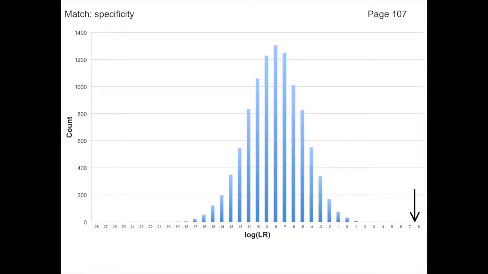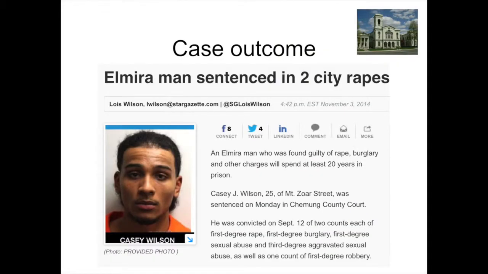This picture shows the specificity of the result: most people would be excluded with a match statistic of around 1 in a billion from this data. This is a scale of the powers of 10. You compare against thousands of random genotypes, and that's what this room looks like if we compared your genotypes. You're not in that glove, but Casey Wilson's over here as an outlier at around 7 or 8 log units. He's in the glove. So the outcome was that Mr. Wilson was sentenced in the rapes, getting concurrent 20-year sentences.